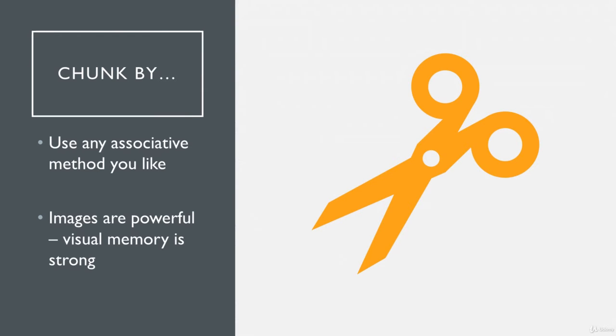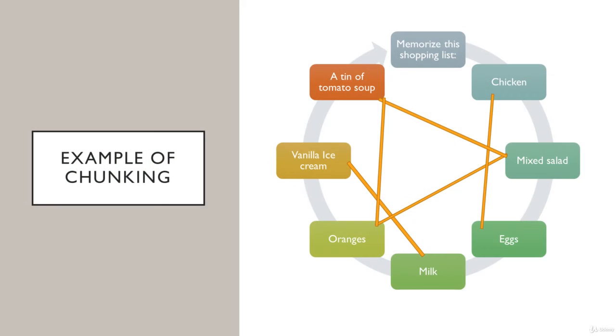So a quick example of chunking. Here's a shopping list. Say you want to memorize a shopping list. You don't have a piece of paper to write it down, so you're going to hold it in your memory. You're going to buy chicken, mixed salad, eggs, milk, oranges, vanilla ice cream, and a tin of tomato soup. Now that's only seven items, just enough for most people to struggle with, but let's think about grouping them.